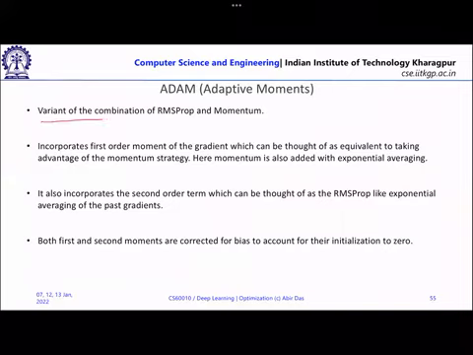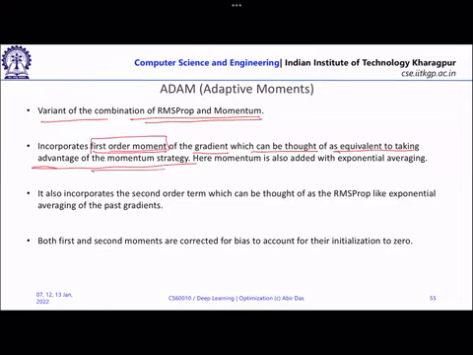So, as I said, it is a variant combining RMSProp and momentum. What I mean by this is the momentum-based philosophy and RMSProp, that is, the adaptive learning rate based philosophy. It incorporates the first order moment of the gradient, which can be thought of as equivalent to taking advantage of the momentum strategy. Whatever the Adam paper calls the first order moment is basically the momentum strategy. Here momentum is also added with exponential averaging, the exponential averaging that RMSProp comes up with. You are adding both because there is no conflict between these two, the momentum strategy and this adaptive learning, so you can very well combine them.